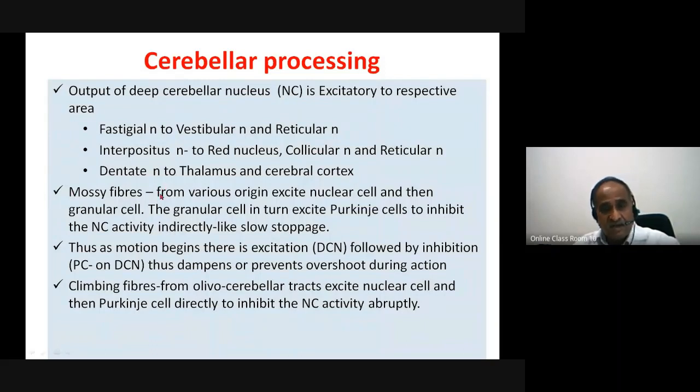The mossy fibers, they originate from various areas, excite the nuclear cell, and then the granular cell. The granular cell in turn excites the Purkinje cell to inhibit the nuclear cell activity, thus acting as a slow stoppage or slow brake, a dampening effect. This is the dampening effect. Thus, when the motion begins, there is an excitation of the deep cerebellar nucleus, followed by inhibition of the inhibition, which dampens and prevents the overshoot during action.